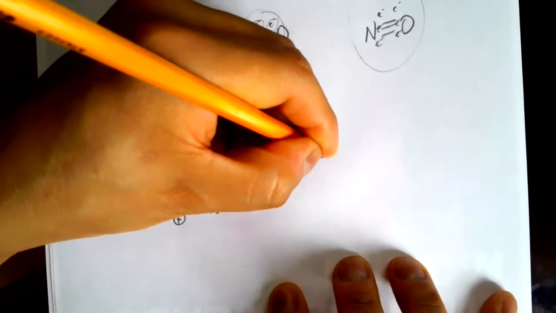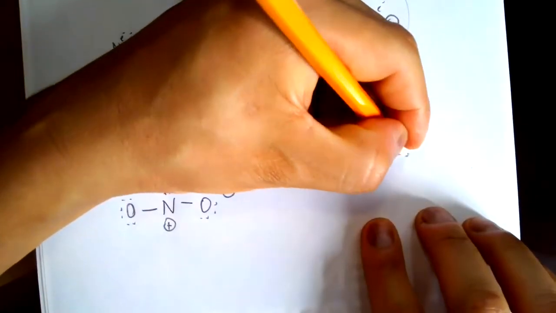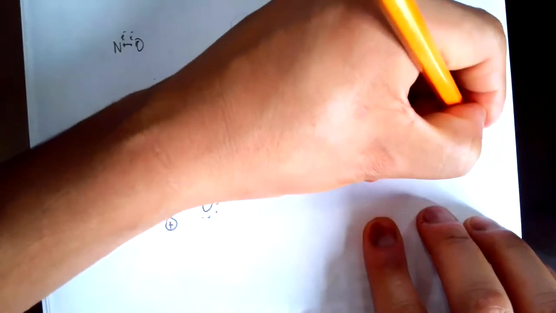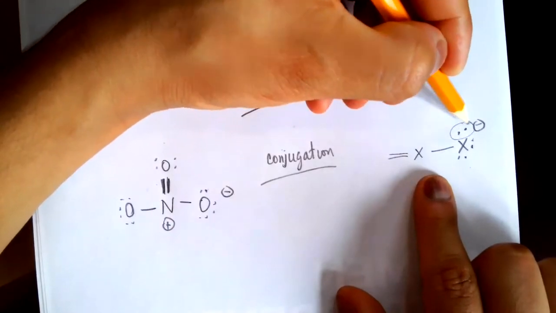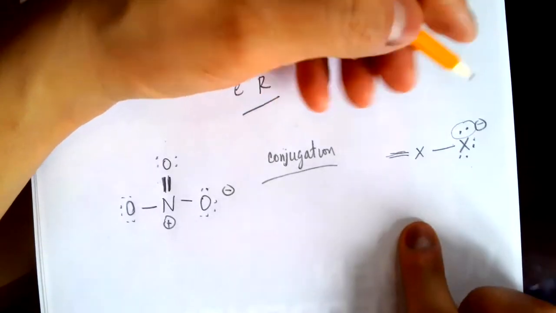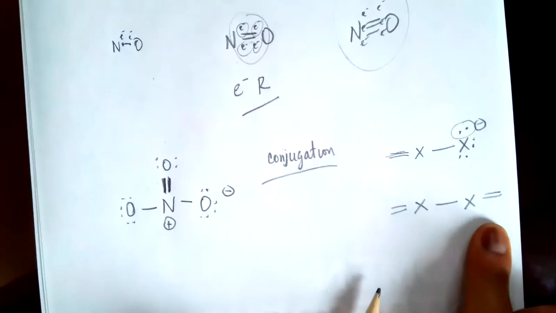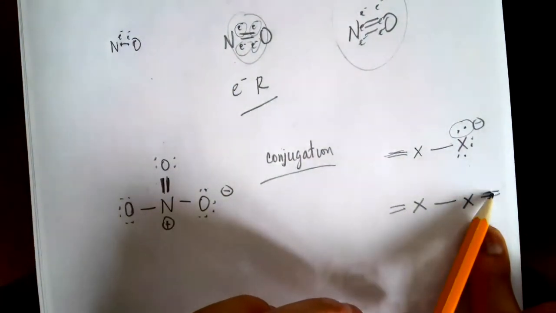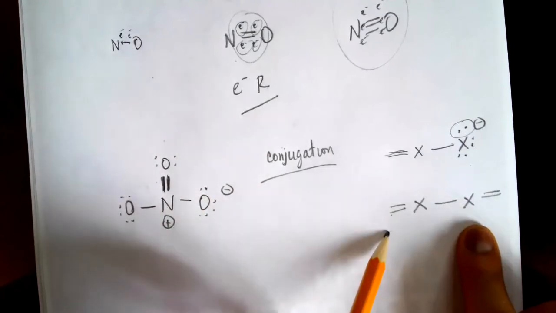To do that, you need something that we call in organic chemistry conjugation. What is conjugation? Conjugation is a double bond and a lone pair. That is one type of conjugation: lone pair, single bond, double bond. Another type of conjugation is double bond, single bond, double bond. Okay? That's another type of conjugation that we have.